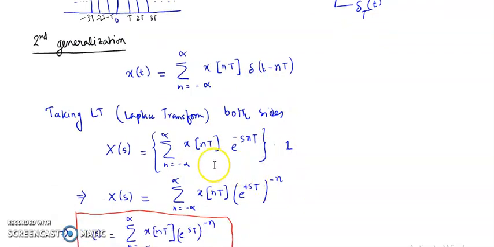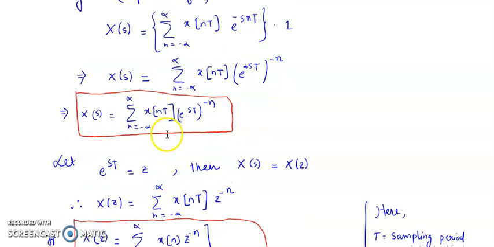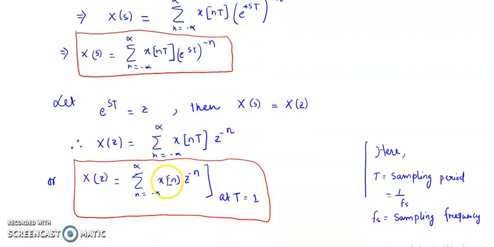If you simplify this, you can write X(s) is equal to the summation from n equal to minus infinity to infinity of x(nT) times e to the power sT, whole to the power minus n. If we take this e to the power sT as equal to z, then we can write this as z to the power minus n. And if we take capital T equal to 1, then we ultimately get this: z to the power minus n, and x becomes x[n]. Here e to the power sT we are writing as z.